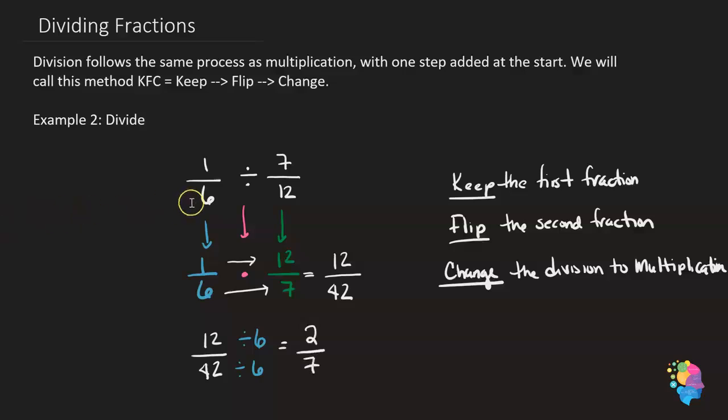What that means for us is that 1/6 divided by 7/12 is going to equal to 2/7.